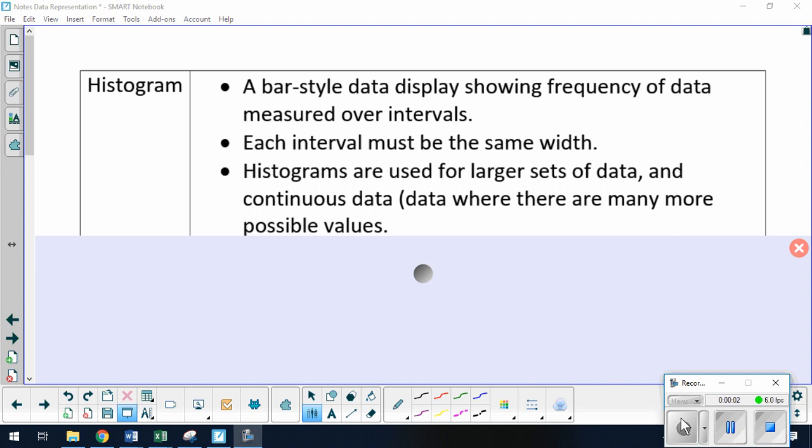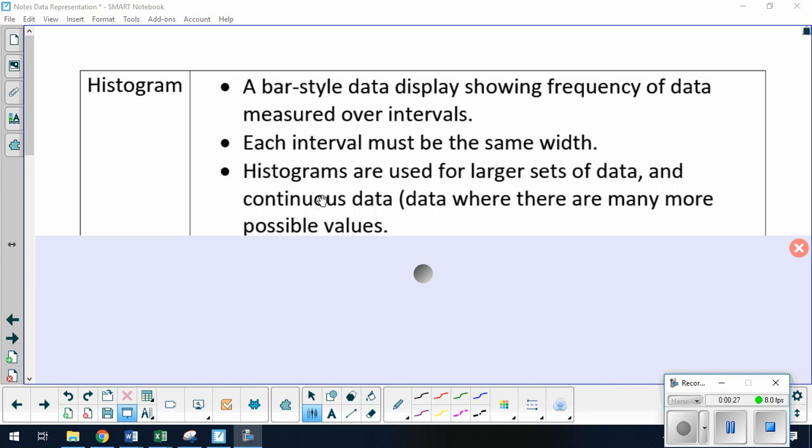Our final data representation or visual display for data is called a histogram. It looks like a bar graph. It's a bar style data display showing frequency of data. Remember, frequency means how many times it occurs, but this time we're going to go over intervals. So we're going to take our data and group them together over intervals, and draw a bar diagram from that. Each interval has to be the same width.